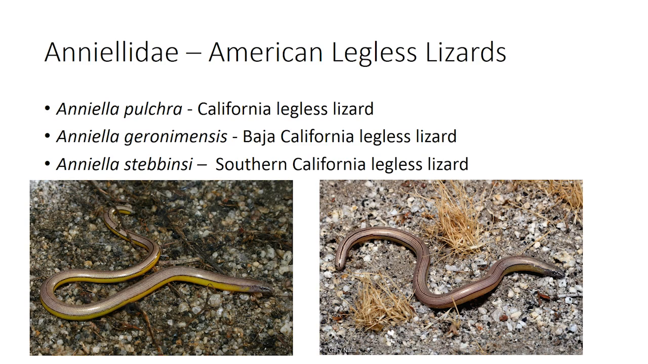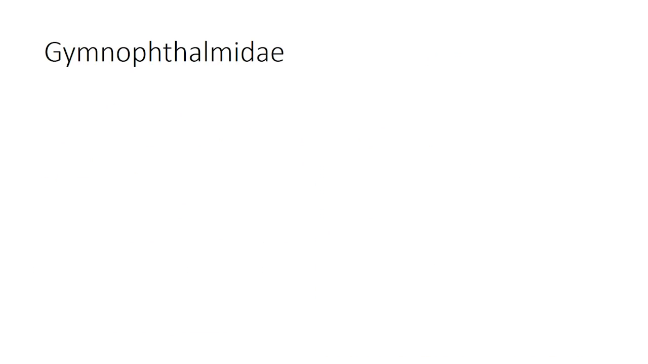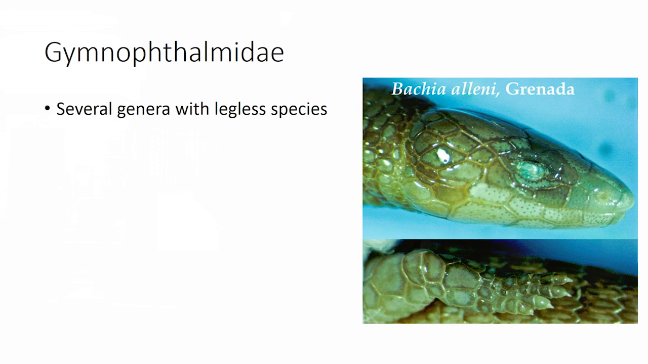So the next group, Gymnophthalmidae, like I said before, mostly in Central and South America, they have a lot of different genera that have legless lizards, but this particular genus, Bachia, stands out. Now, Bachia alleni is found in the little island nation of Grenada. You can see right here they have this little clear eyelid on the bottom of their eye, right? And so it looks like you're wearing bifocals almost, or little reading glasses. So they're often called spectacled lizards.